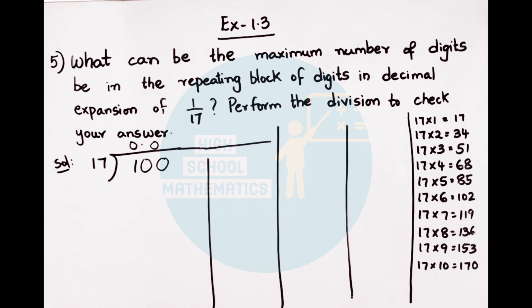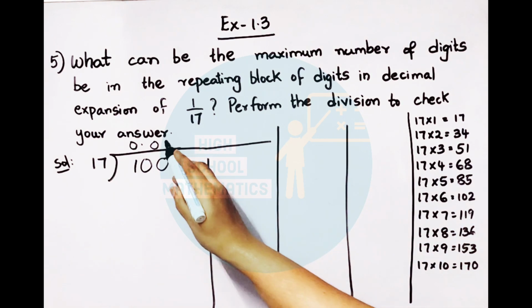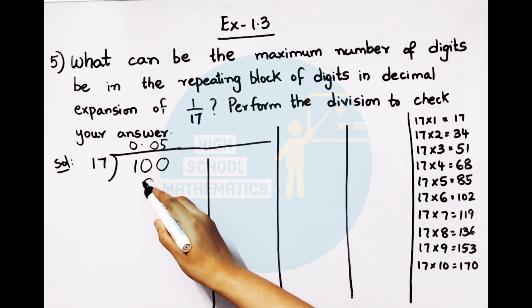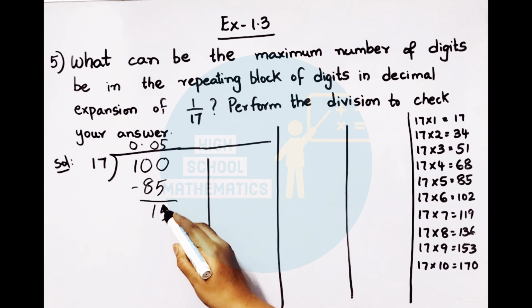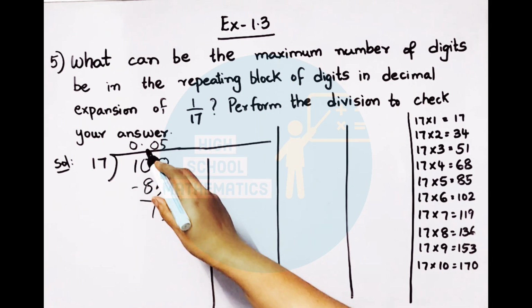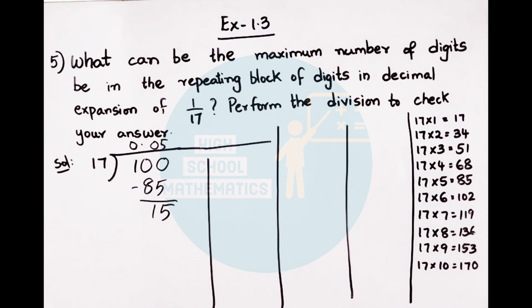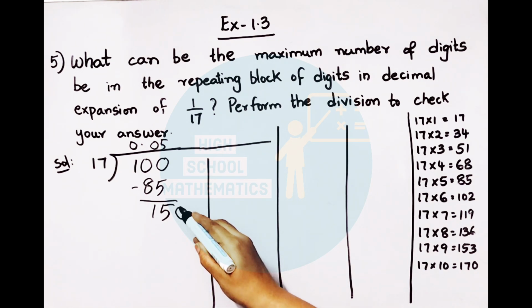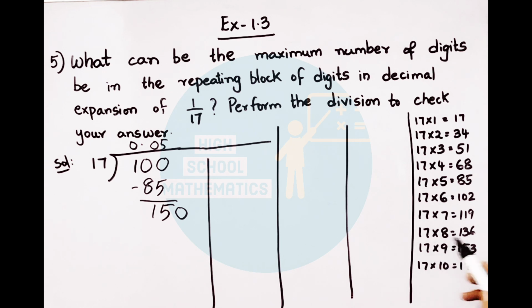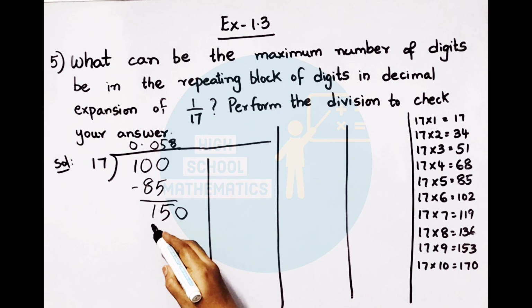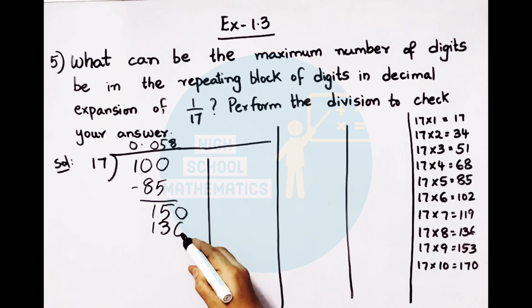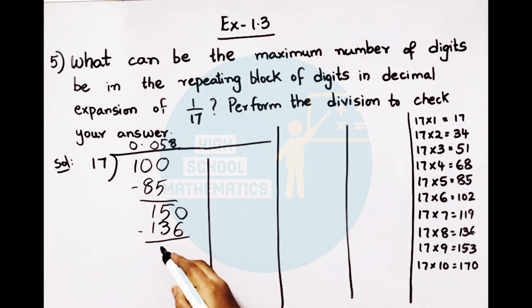Here we have written the 17 table. 17 fives are 85, so let us take 5 times 85. 100 minus 85, remainder is 15. 15 is less than 17. Since the decimal point is present, we shall add a 0 here. Now the number is 150. 17 times 8 is 136, so we write 8 in the quotient and write 136 here. 150 minus 136, we get remainder 14.